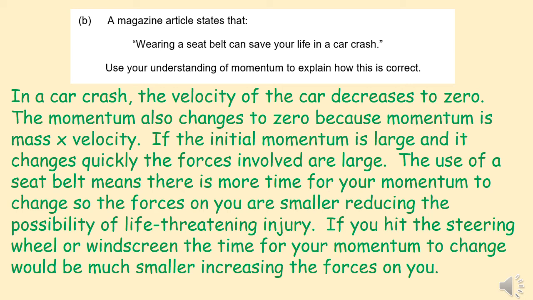Now you'll notice that I've used my understanding of momentum. I've said what it is, mass times velocity. I've linked it in with saying what happens to velocity in the car, and I have talked about saving your life, relating that to life-threatening injuries.